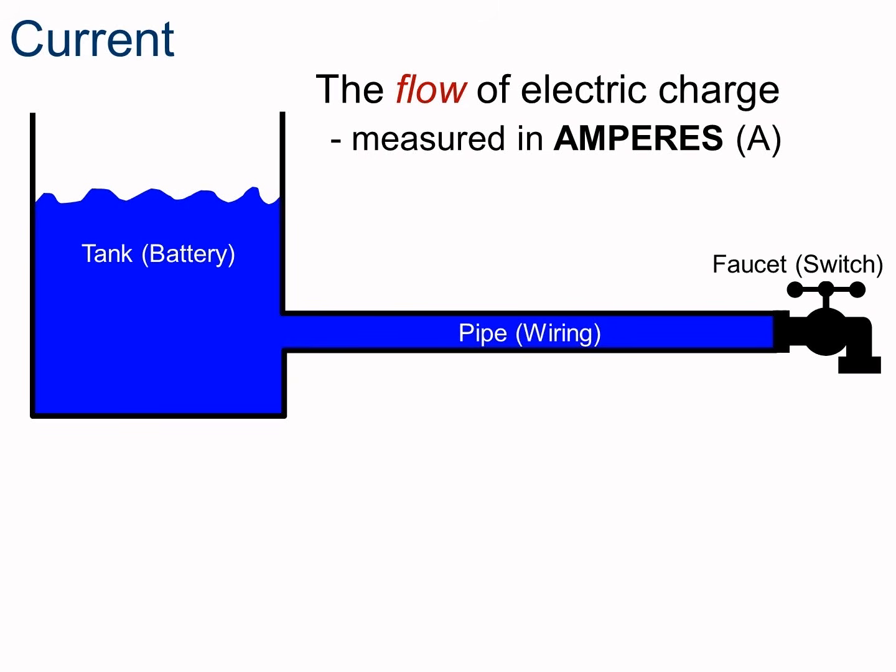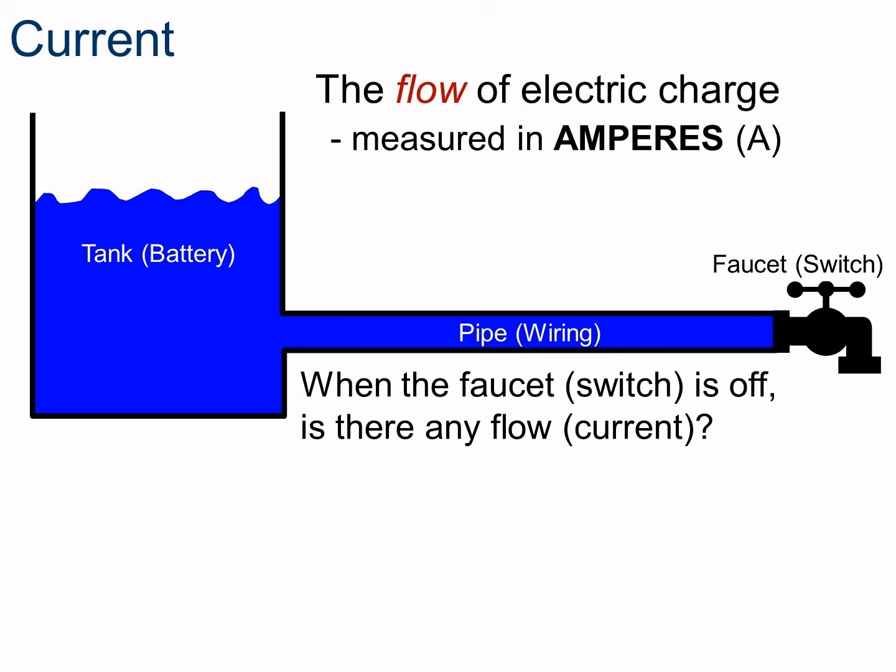And then, of course, we have our faucet, which is like a switch in our electrical circuit. So, at the moment, the switch is off. Is there any current? Well, no. The water's just sitting in the pipe. It's not flowing.